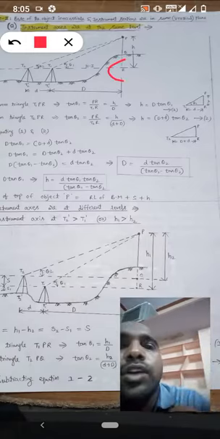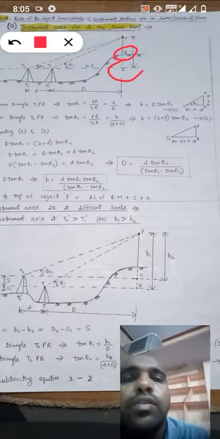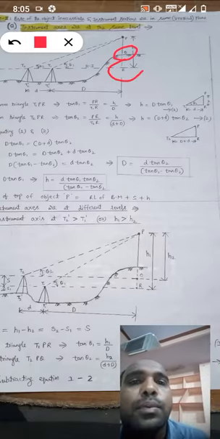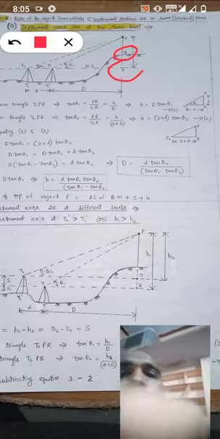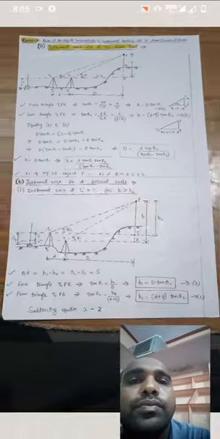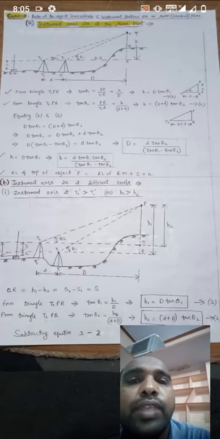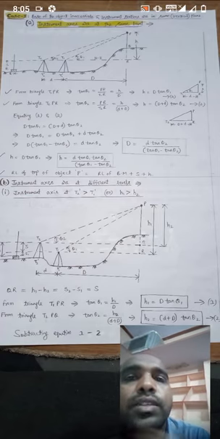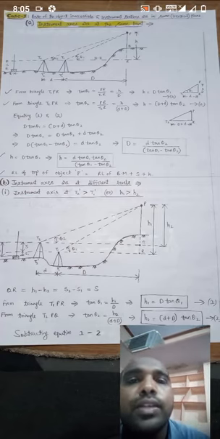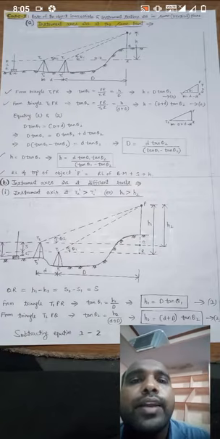But the base of the object is not visible due to obstacles. So we have to find the height of the object. From that, we are taking first, part A, where the instrument axes are at the same level. From that we are finding the height of the object.